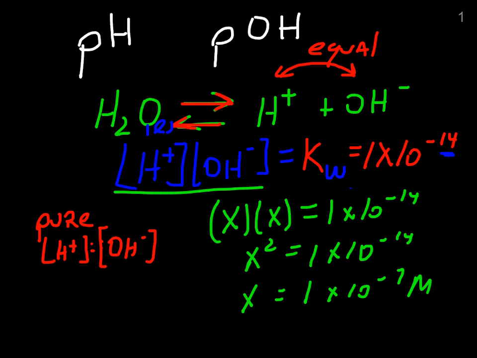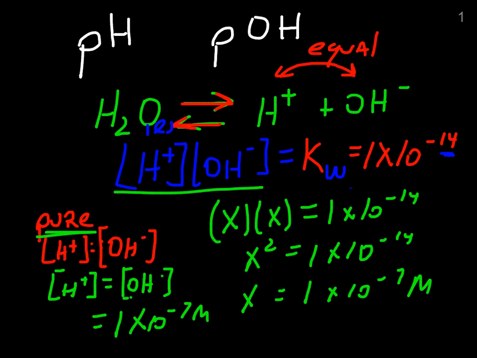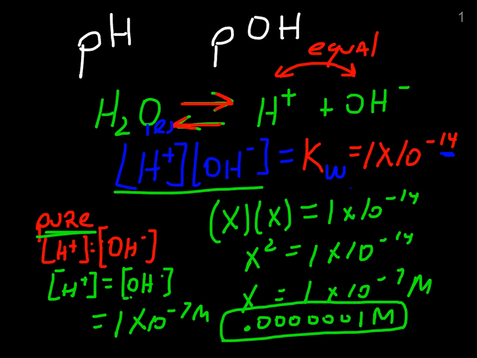So for a sample of pure H2O, the hydrogen ion concentration is going to equal the hydroxide ion concentration, and each one of them is going to be 1 times 10 to the minus 7th molar. You can see that's a puny little number. That's 0.0000001 molar. And that's why when I drew the picture of the beaker with the little dots in there, there's not a lot of little dots in that sample of water.